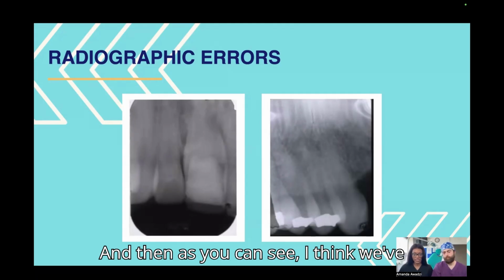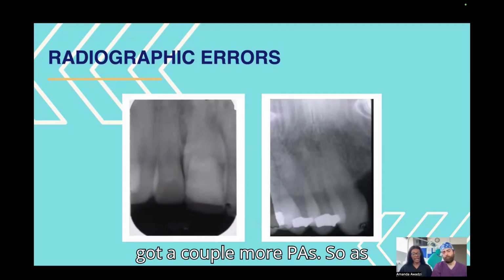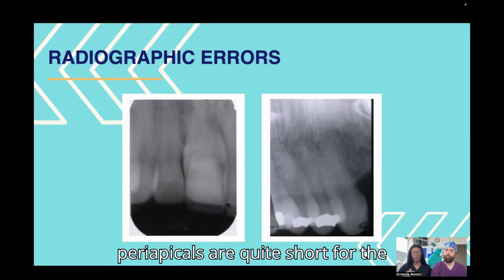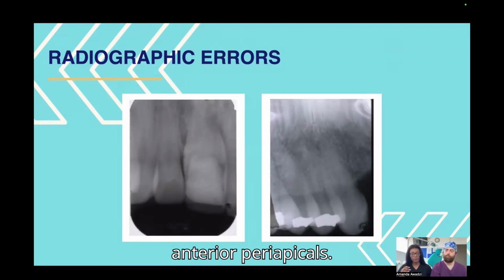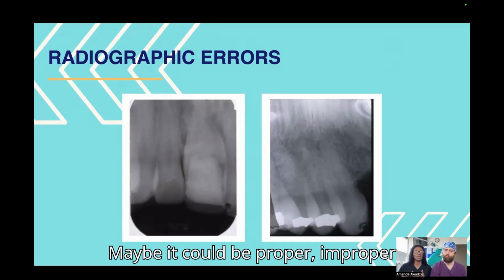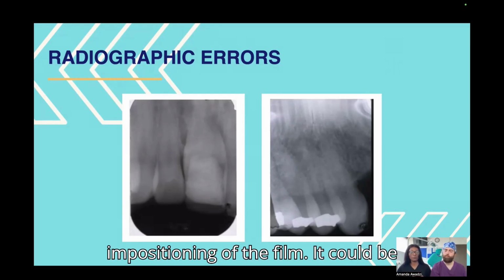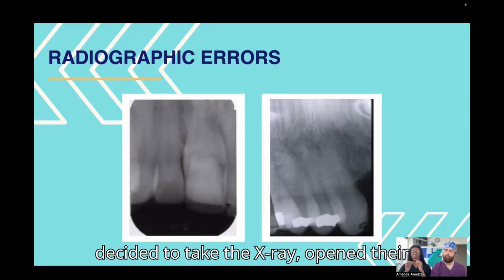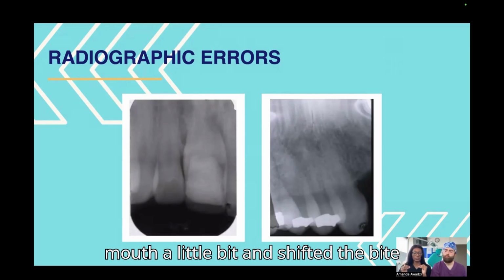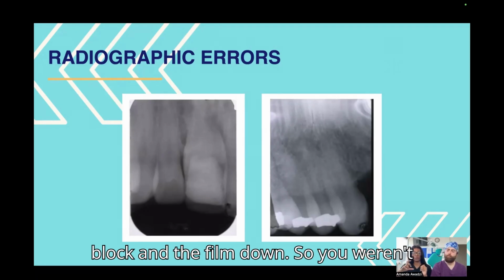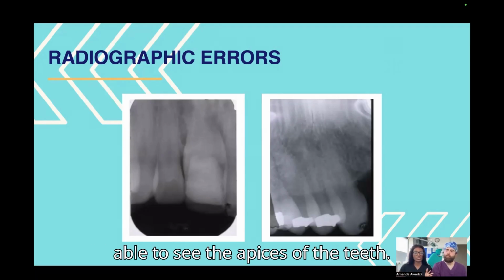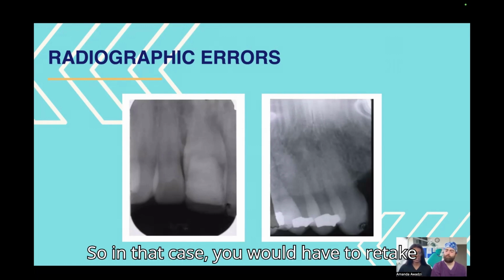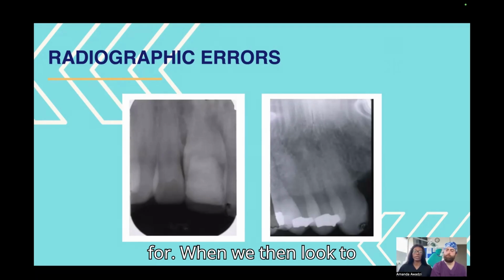And then as you can see, I think we've got a couple more PAs. So on the left-hand side, the periapicals are quite short for the anterior periapicals. Maybe it could be improper positioning of the film. It could be that the patient, before you decided to take the X-ray, opened their mouth a little bit and shifted the bite block and the film down, so you weren't able to see the apices of the teeth. So in that case, you would have to retake the image if that's what you're looking for.